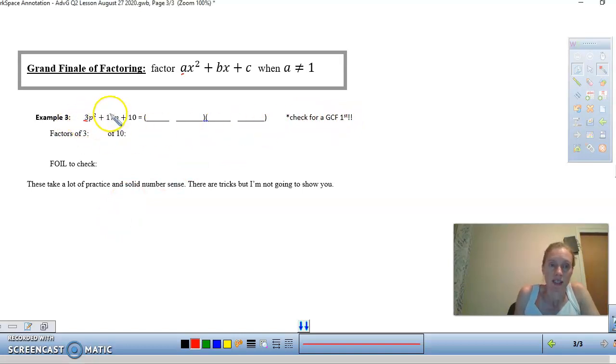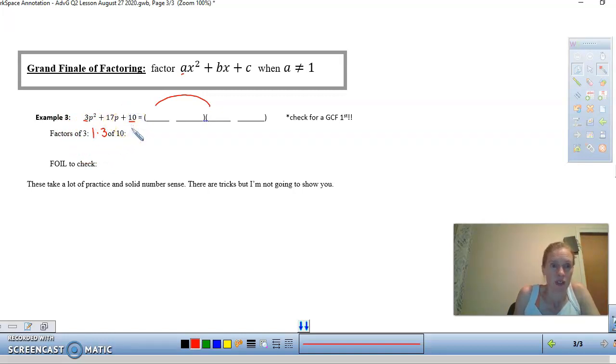For example, here we have a 3 in front. If these other two terms have a 3 as a factor, we can factor out the 3 and then it makes it a normal factoring problem and it's no big deal. Unfortunately, 3 does not divide into 17 or 10, so we can't do that. So what you have to think about is this times this has to be 3p squared. So you actually have to think about what are the factor pairs of 3. In this case, 1 times 3, and that's it.